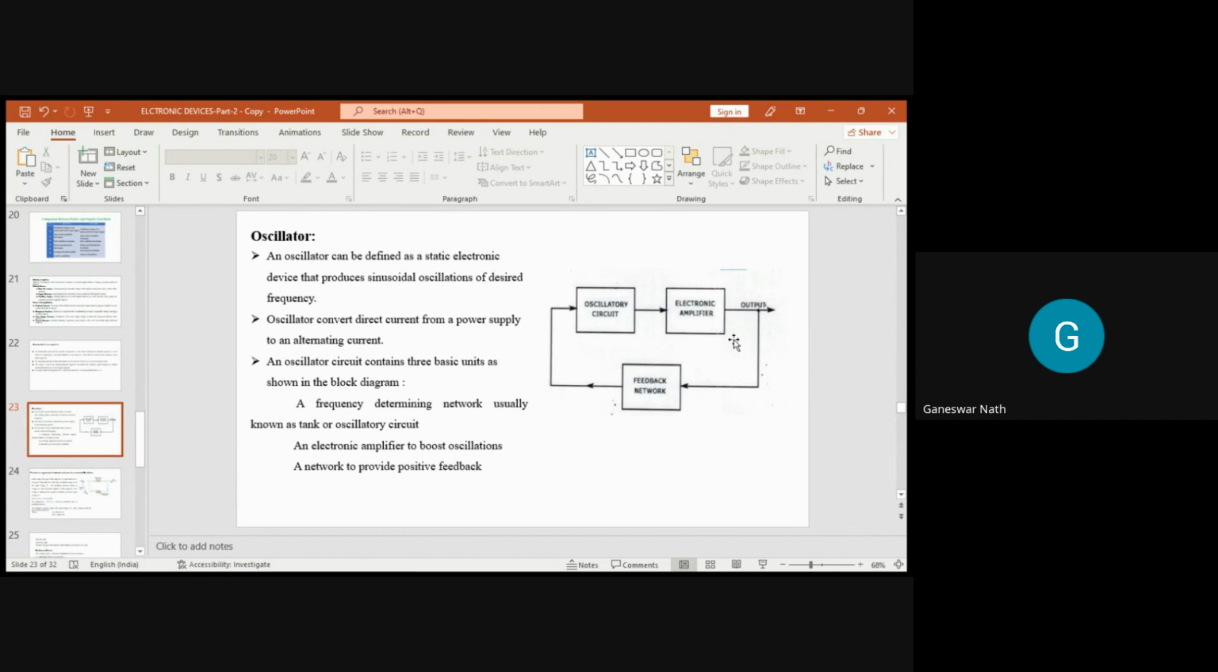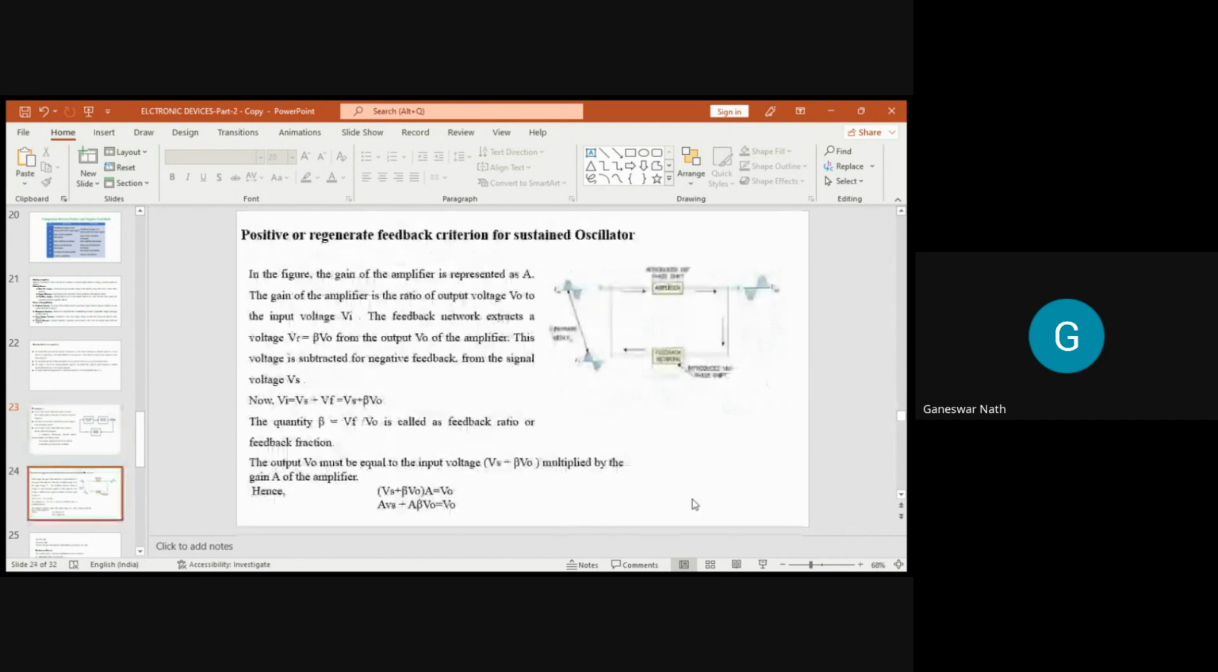Any of the oscillator types, for example the oscillator we use for battery purposes, you can find such type of circuit also. Now, positive or regenerative feedback is the criterion for sustained oscillation, sometimes termed the Barkhausen condition. So in this figure this is a positive feedback circuit, you already got the idea.